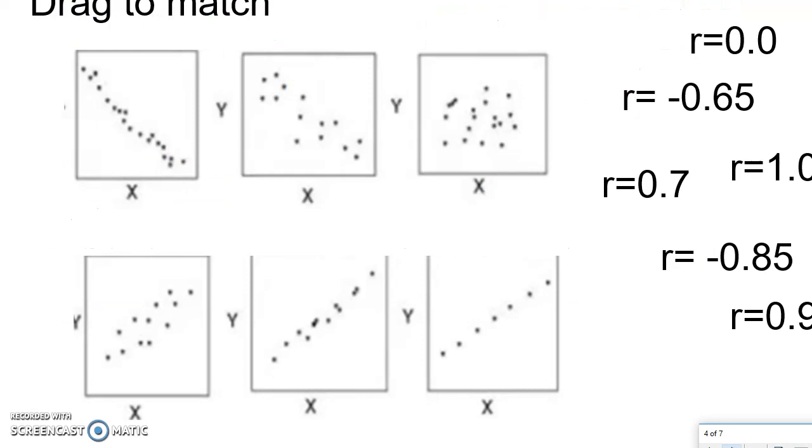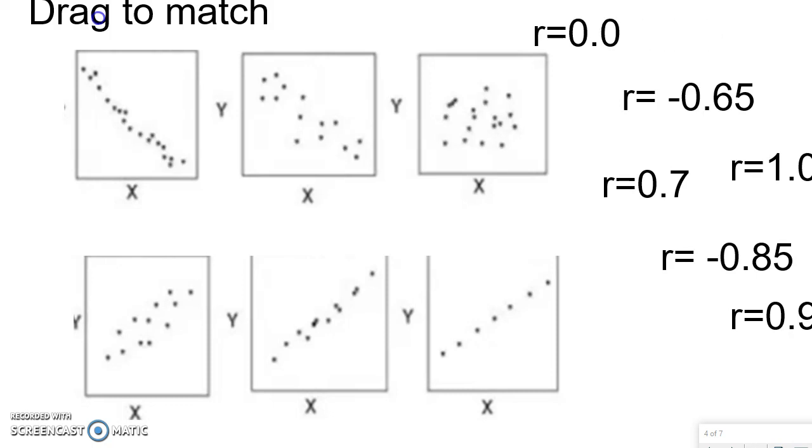Okay, so let's just here, I'm going to drag to match these correlation coefficients. I'm going to start with the 0, because I think that one is the most obvious one. So it looks like right here. If you want to pause this and take a minute to figure out which ones you think would match with which graph.